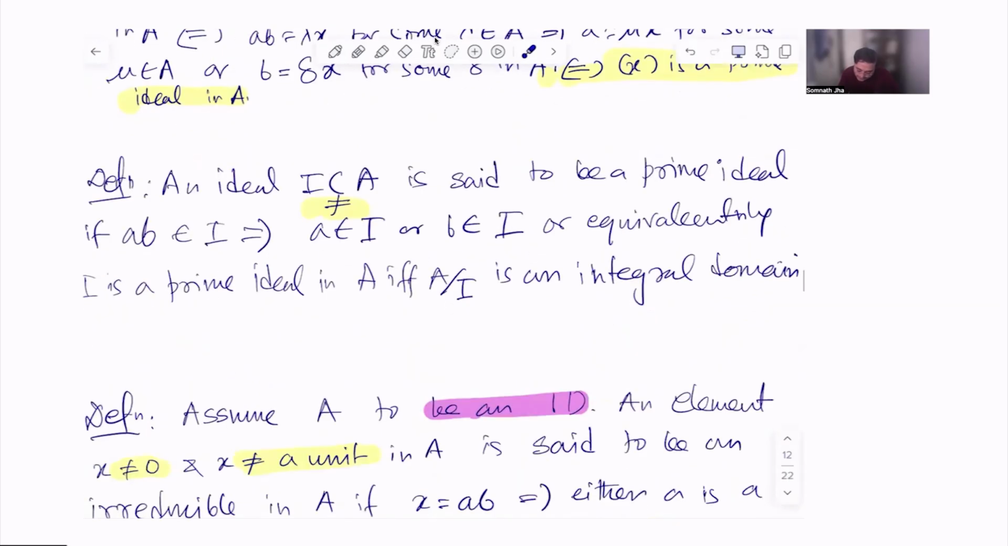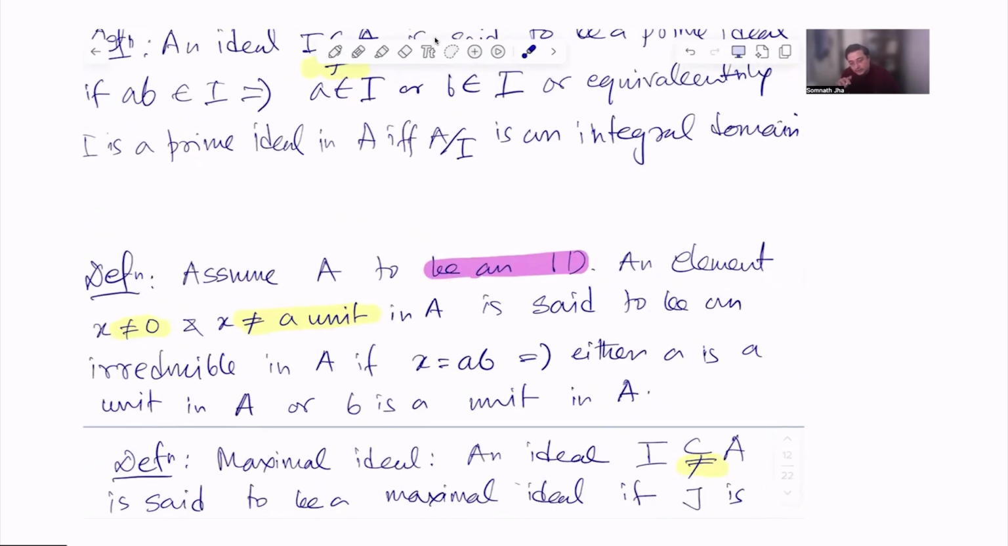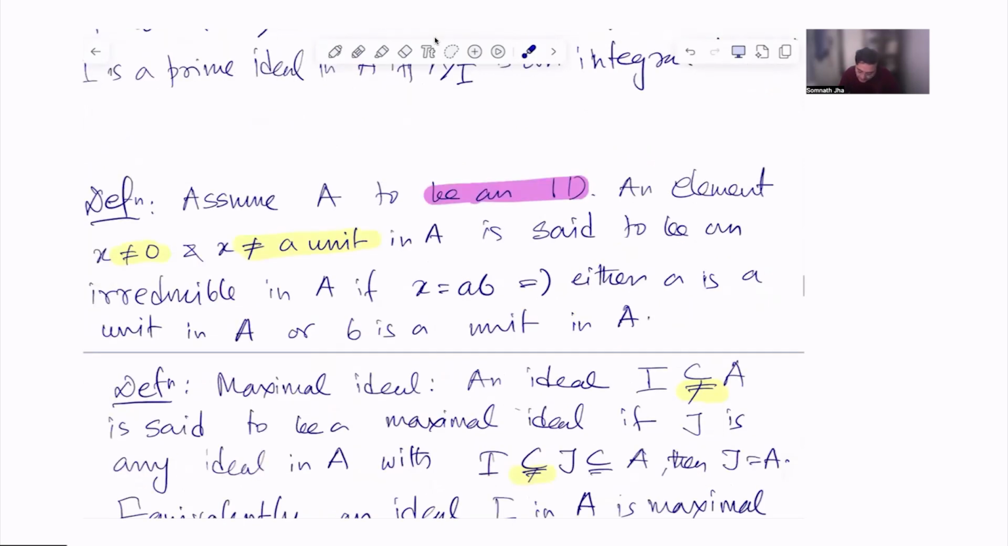And an element is said to be irreducible. For simplicity, we restricted ourselves only to integral domains. So a non-zero non-unit is called irreducible if it cannot be broken further. So if you write x as A times B, then either A is a unit or B is a unit in A. Then it is called an irreducible.